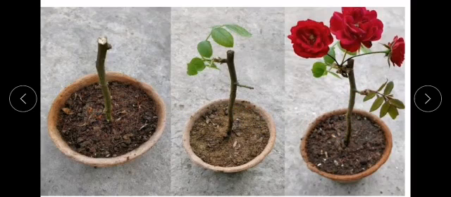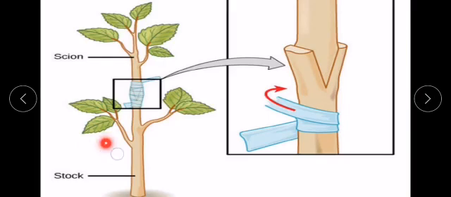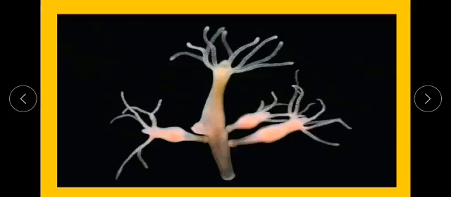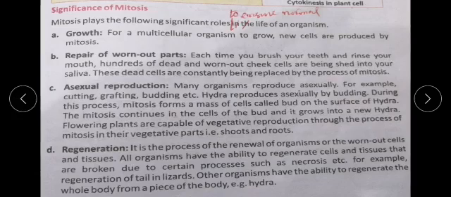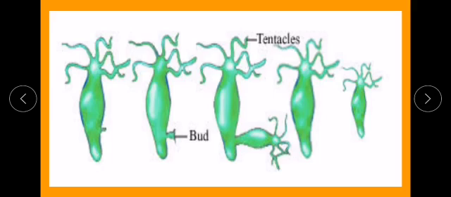Now from a single rose plant we can take hundreds of cuttings, and from these hundreds of cuttings we can produce hundreds of new rose plants. This is another method of asexual reproduction in plants, in which mitosis helps the plant. This is another method of asexual reproduction which we call grafting. That is also being discussed in your book. You can see grafting. Grafting is also a type of asexual or vegetative reproduction which occurs in plants.